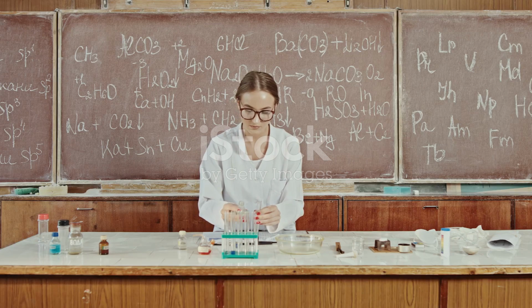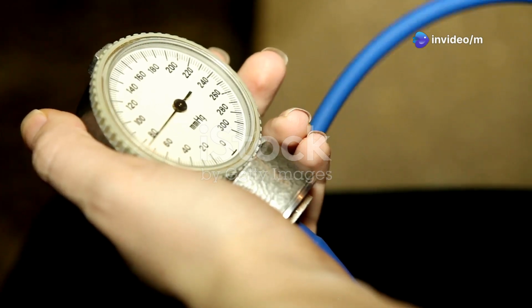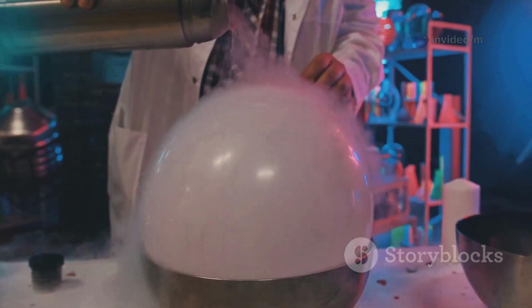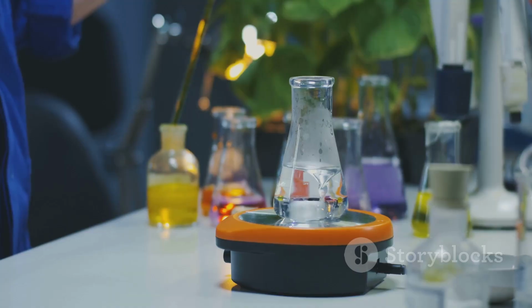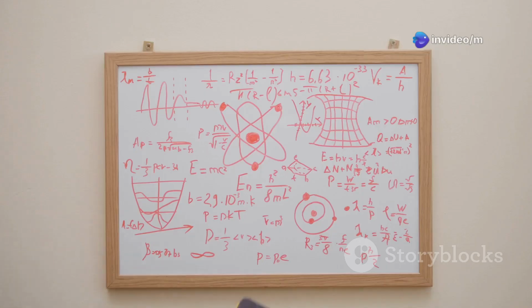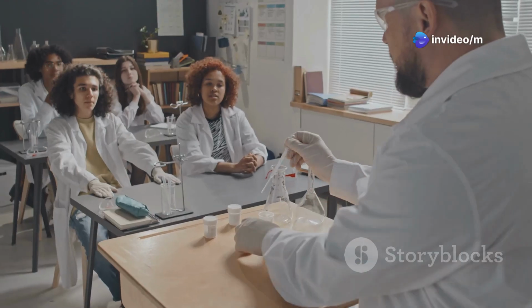Section 5, the ideal gas equation, putting it all together. So we've learned about Boyle's law, which deals with pressure and volume, Charles's law, focusing on volume and temperature, Gay-Lussac's law, which is about pressure and temperature, and Avogadro's law concerning volume and moles. That's a lot of laws. Wouldn't it be great if we could combine them all into one super equation? Well, good news, science fans, we can.